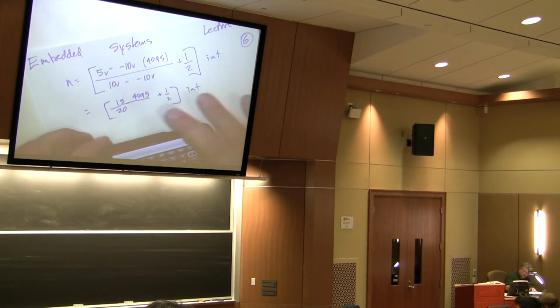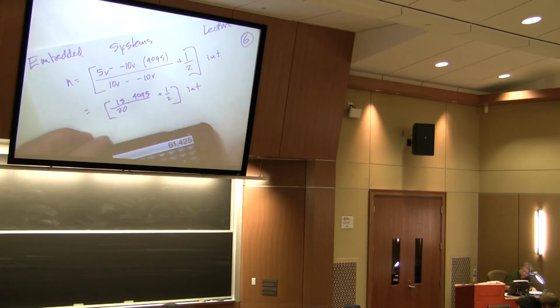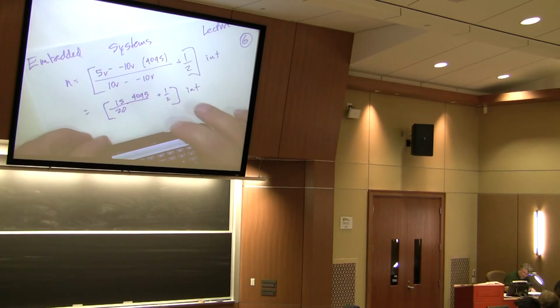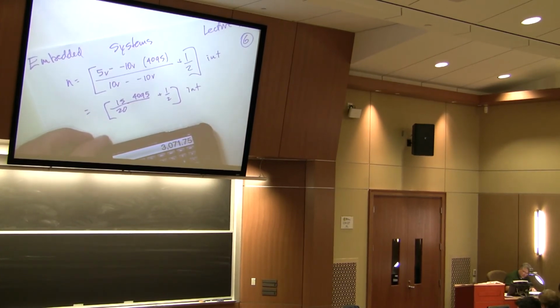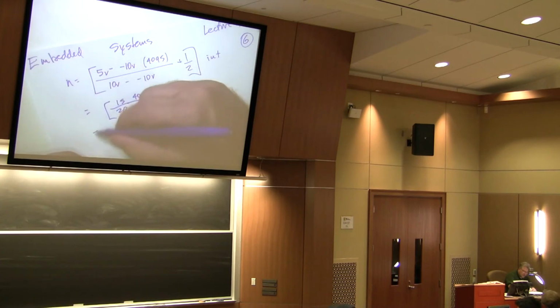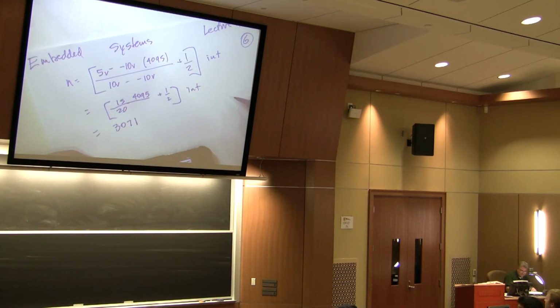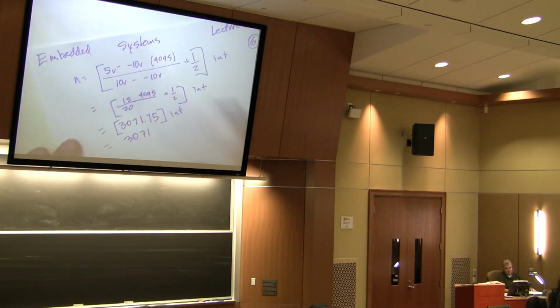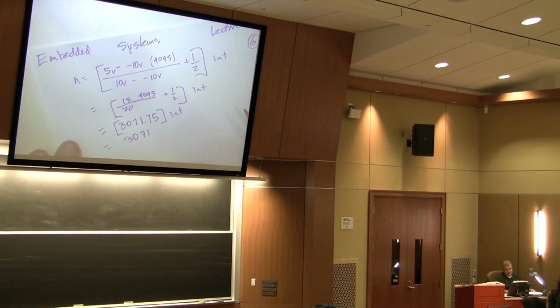15 times 4095 divided by 20 plus 0.5. So, the answer is going to be 3071, right? Because it's 3075.5. And you take the integer of that, which is 3071. And don't forget, we added a half so that more or less it's rounded.